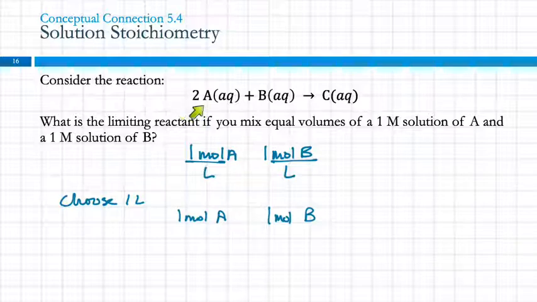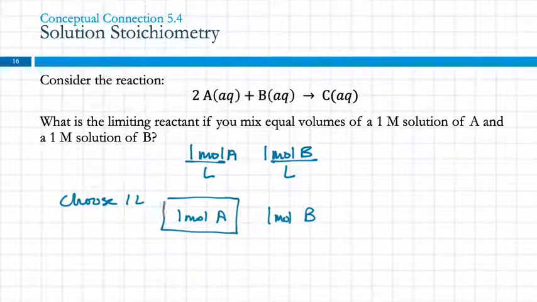It takes 2 moles of A for every 1 mole of B to make 1 mole of C. What am I going to run out of first? A, right? I'm going to run out of A, because when I've used up 1 mole of A, I've only used up half a mole of B. In order to use all of this up, I would need 2 moles, and I don't have that. So this is the limiting reactant because that's the one that we're going to run out of.